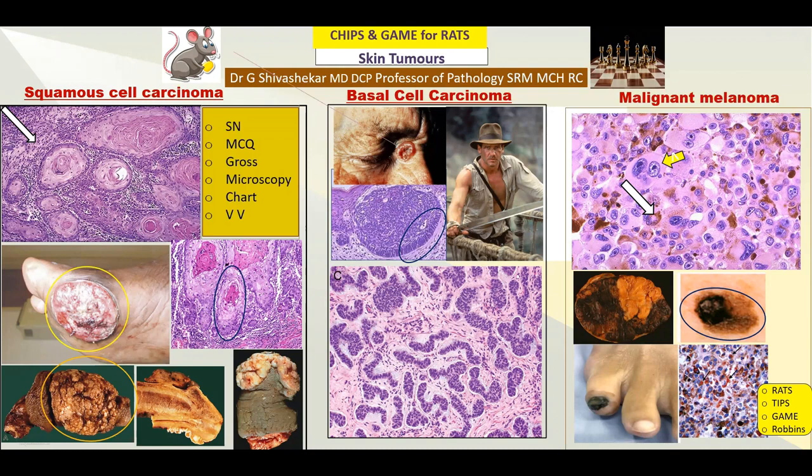There is a huge chart that is staring at us, and it is displaying three different lesions: squamous cell carcinoma, basal cell carcinoma, and malignant melanoma. In fact, any of this can be given as a chart for us, or it can be a question in the form of a short note, gross microscopy slide, or viva voce. Hence, it will be apt for me to call this chart within chart.